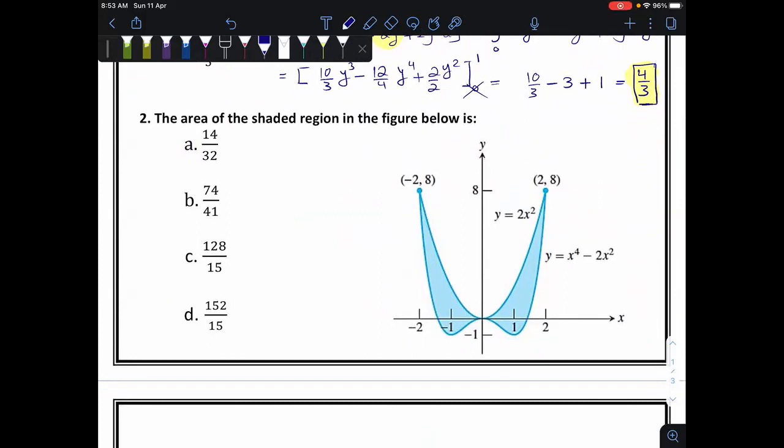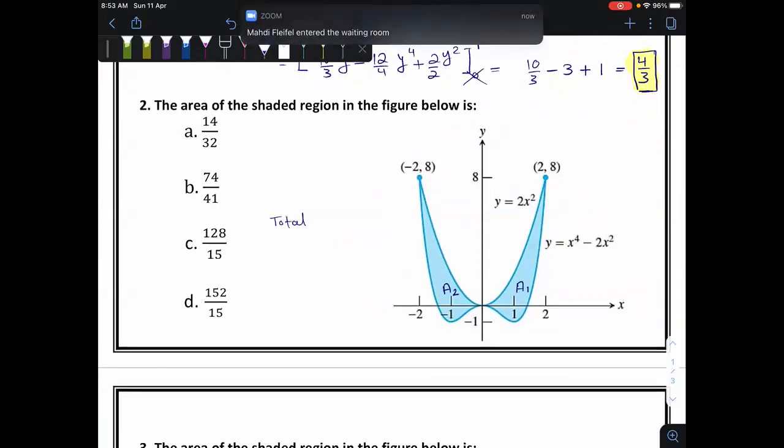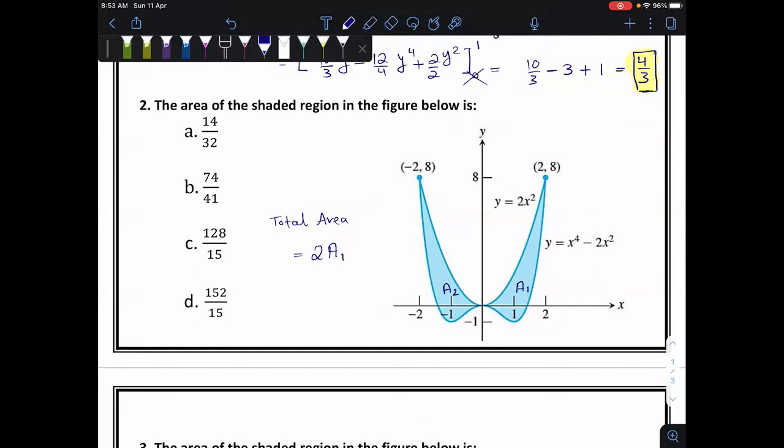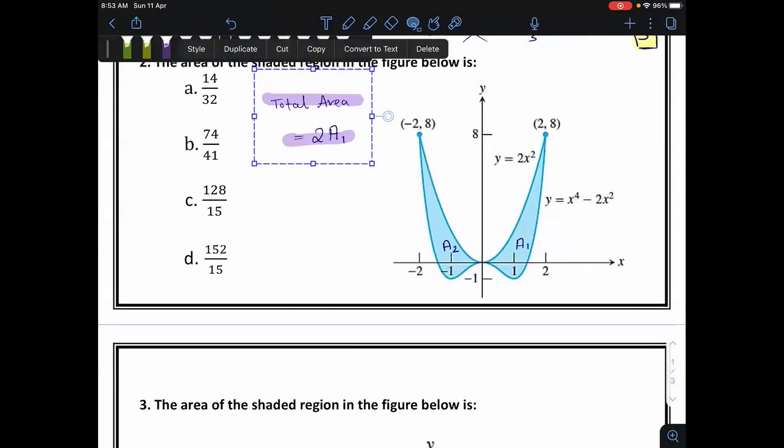Because as you see, guys, we have 2 areas, area 1 and area 2, and they are symmetric with respect to y. So we can find here the total area. We can write that the total area is equal to 2 times one of them. We can find any one, A1 or A2, and multiply by 2, and that gives us the total area. So it's 2A. Because I don't have space here, let me add one page.